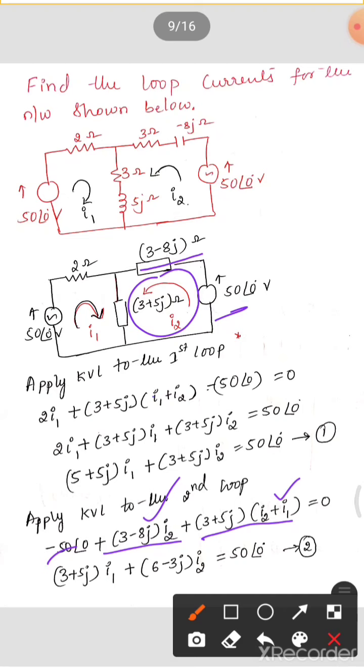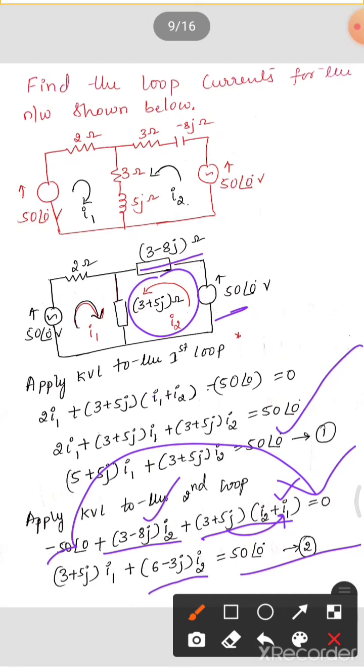So simplify this. (3 plus 5j) I1 plus, say, simplify this. In a calci we enter 3 minus 8j plus 3 plus 5j. When you enter this, you get (6 minus 3j) I2, which is equal to this, and you can send that minus 50 at an angle 0 to the right hand side, you get 50 at an angle 0. So now we have got the second equation. You have got the first equation as well as the second equation.